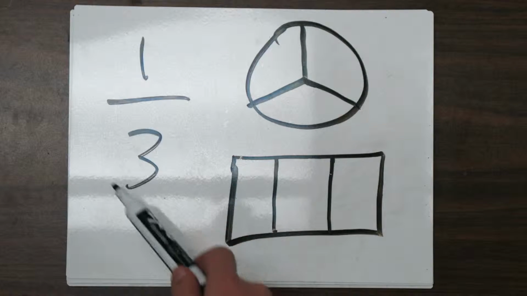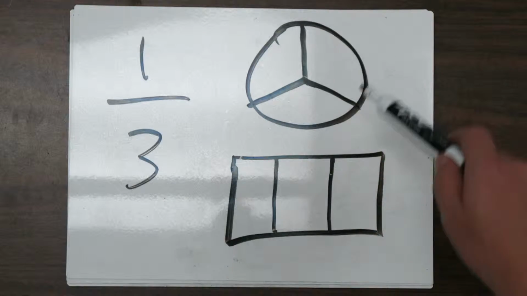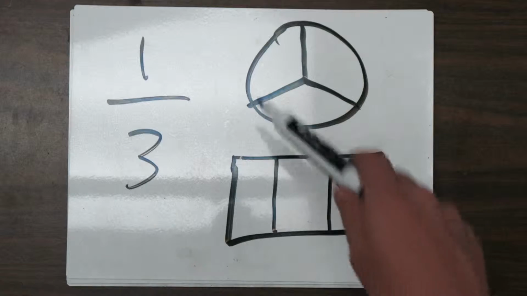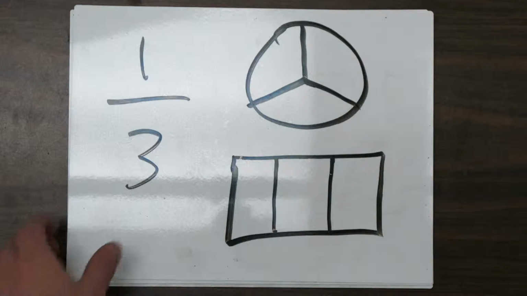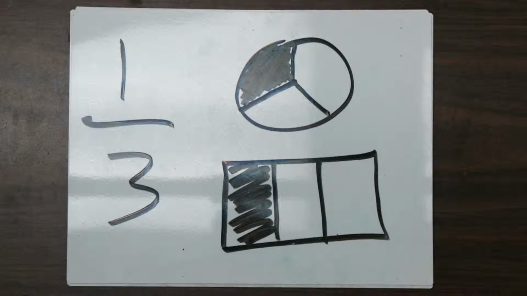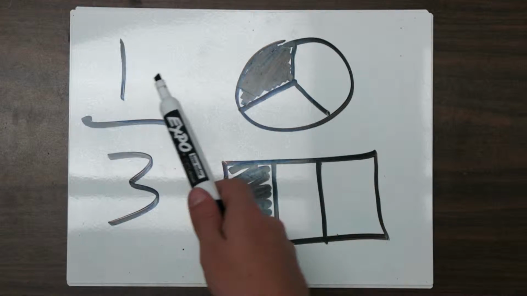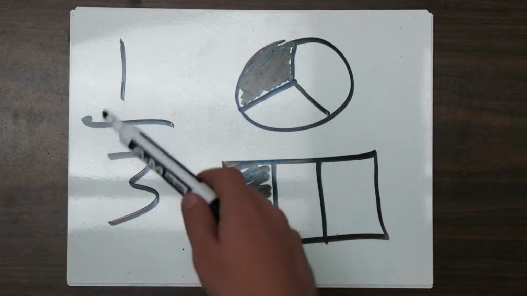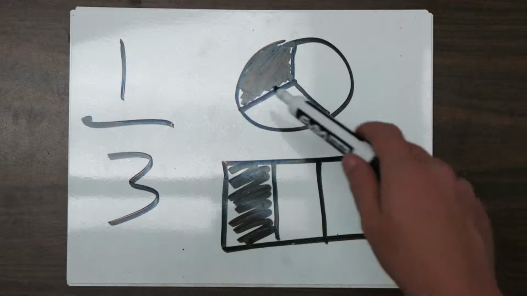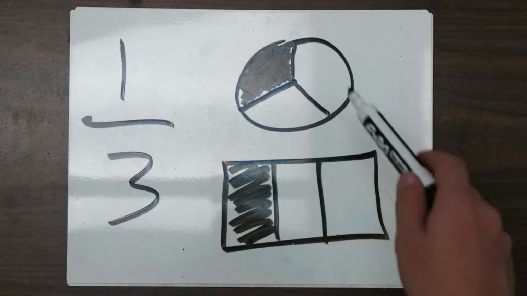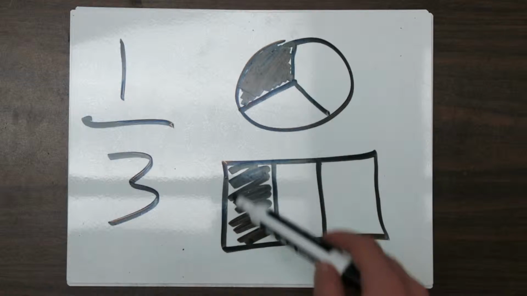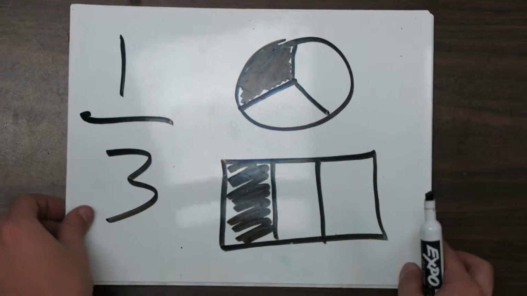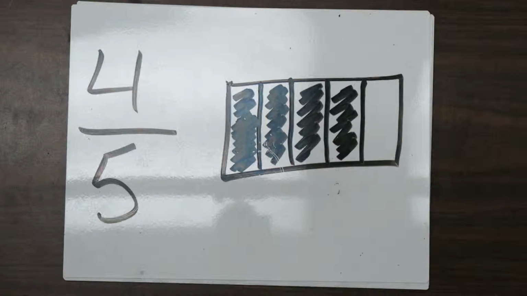So in this case, our denominator is 3, and so the total number of parts we have are 3 if we're representing our fraction visually like this. The numerator tells us the parts that we actually have. So in this case, our numerator is 1, and our denominator is 3. We have a total number of 3 parts, but the parts that we have shaded in is just 1 out of those 3.